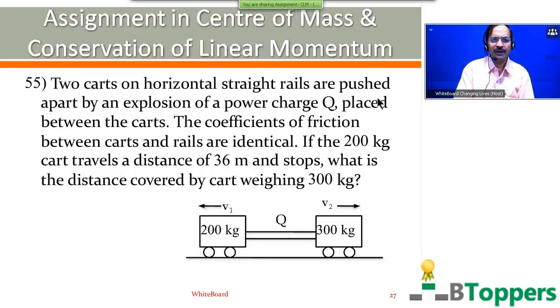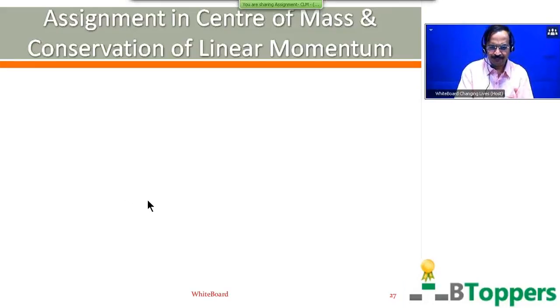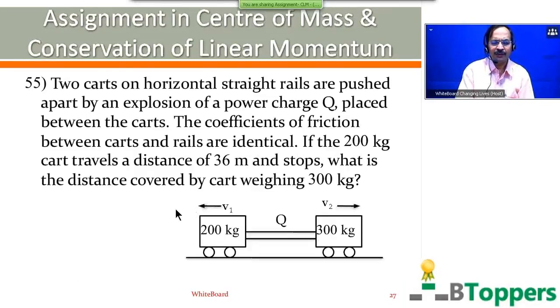Two carts on horizontal straight rails are pushed apart by an explosion of a powder charge capital Q placed between the carts. The coefficients of friction between the carts and the rails are identical. The 200 kg cart travels 36 meters and stops. What is the distance covered by the cart weighing 300 kg? Come on, copy the figure and try this question.